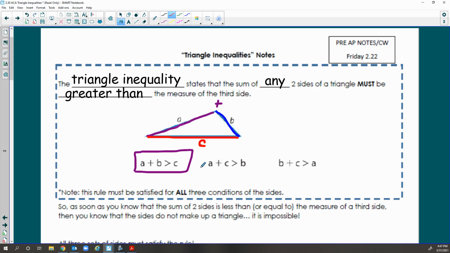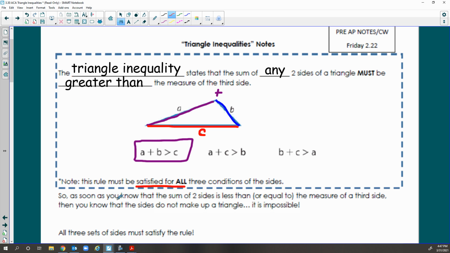I do have to make sure it's satisfied for all three, and that's in a very special case, and I'll show you that in a little bit. As soon as you know that the sum of two sides is less than or equal to the measure of the third side, you know that the sides will not make up a triangle. It would be impossible.